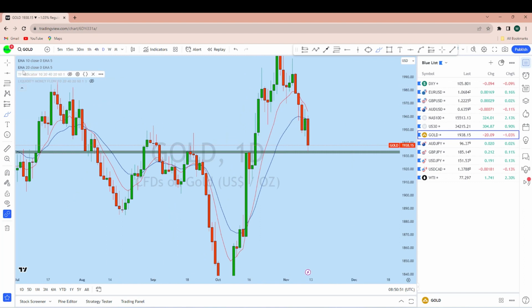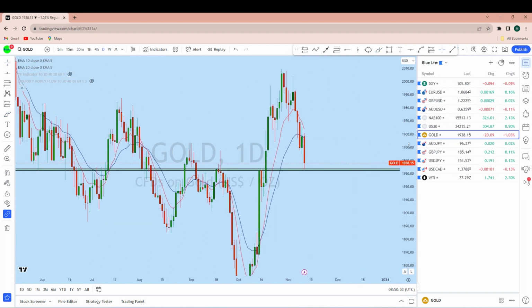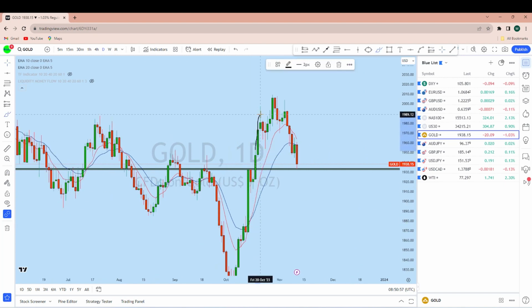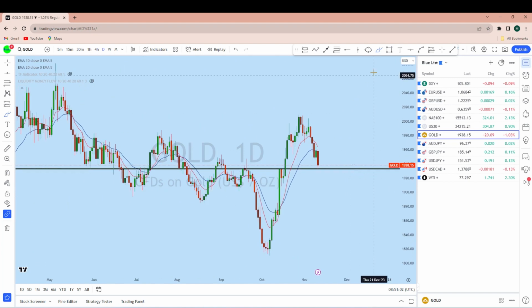Now looking at the daily time frame on gold, we can see that from the daily perspective there is a daily head and shoulder in that area. Now if we look at this overall market structure on the daily, there is an impulse, narrow correction, impulse, deeper correction, and we saw that there is a head and shoulder.